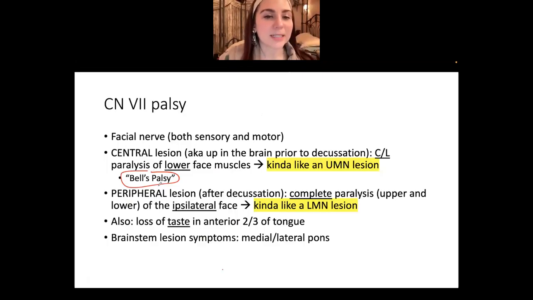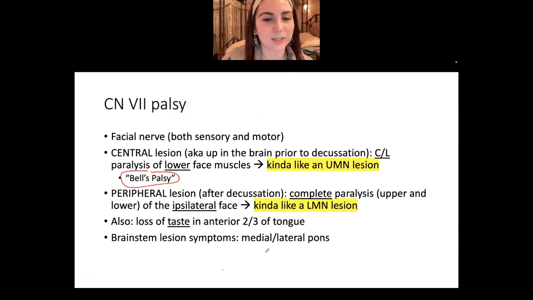A peripheral lesion, this is after the decussation. This is like all other cranial nerve lesions. The facial nerve innervates the whole face, so you're going to see ipsilateral, that whole face is going to be out, on the side the cranial nerve is affected. All right, cool. Hopefully that helps. So complete paralysis versus a partial paralysis. You'll also see a loss of taste in the anterior 2/3 of the tongue, because remember, that's what it does.